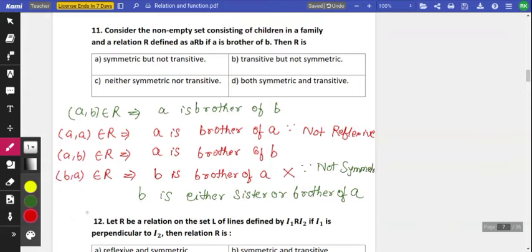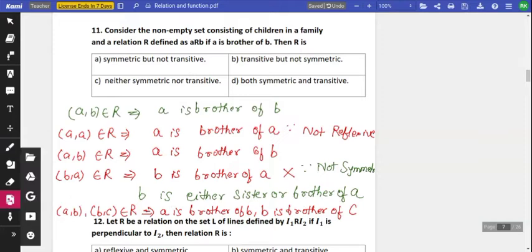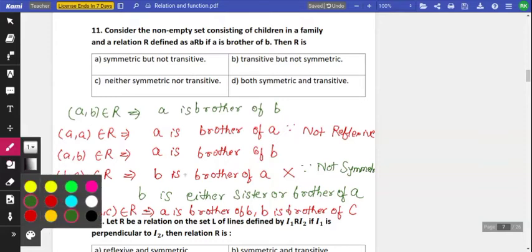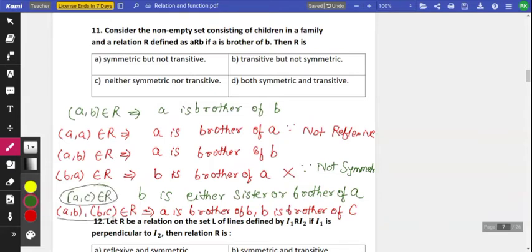For the given relation to be transitive, if (A,B) and (B,C) belong to R, it means A is brother of B and B is brother of C. So we can also say that A is brother of C. It means (A,C) also belongs to R. Therefore, the given relation is transitive because (A,B) and (B,C) belong to R and (A,C) also belongs to R. So the given relation is transitive but not symmetric. So the correct answer is option B.